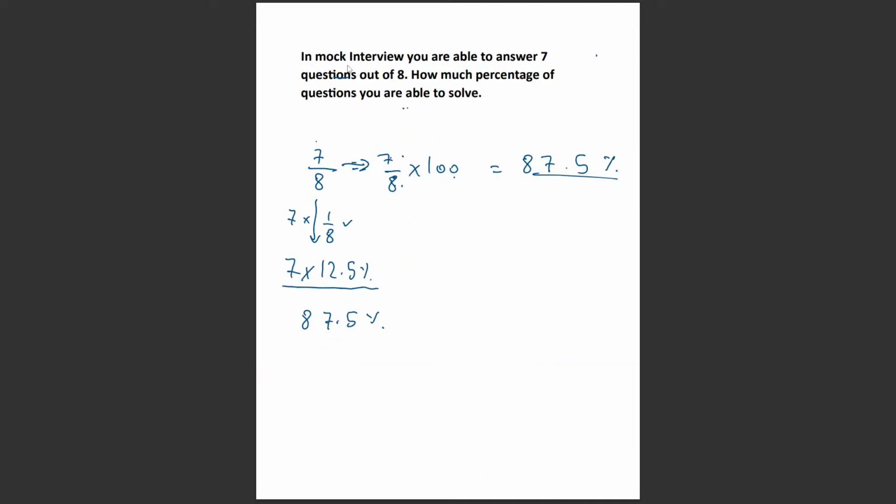Further, we also discussed a question. In a mock interview, you are able to answer 7 questions out of 8. How much percentage of questions are you able to solve? So 7 by 8 was 7 questions out of 8. Just multiply with 100 and you will get 87.5%. If you learn the fraction into percentage, you just multiply. 87.5 is the answer. That is basically the first question.